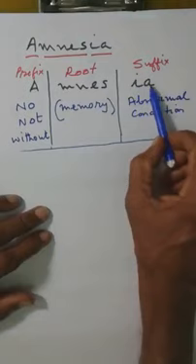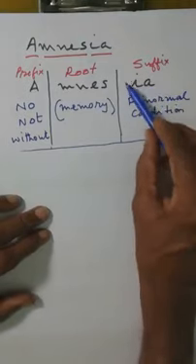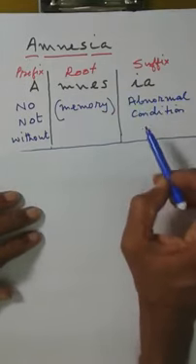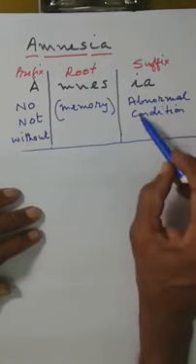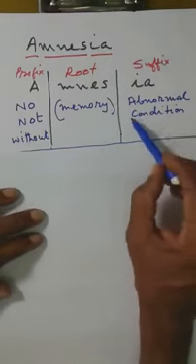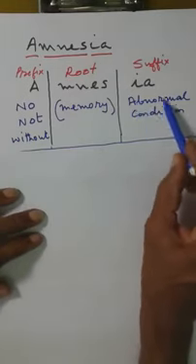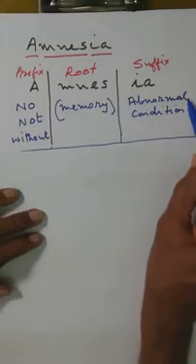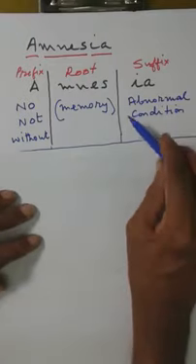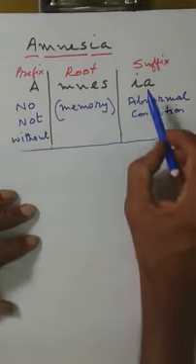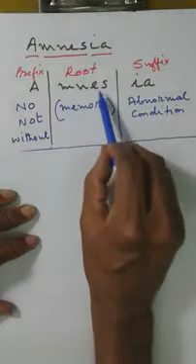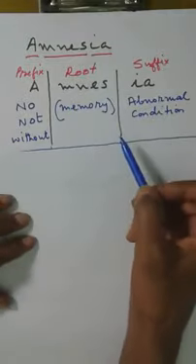Coming to the suffix, it is IA. IA is the suffix used to denote an abnormal condition. It is a condition, quite often it will be abnormal. It is not necessary that 100% conditions are abnormal. Some conditions are normal also, very rarely. But usually, when you write the suffix IA after the root word, it means an abnormal condition.